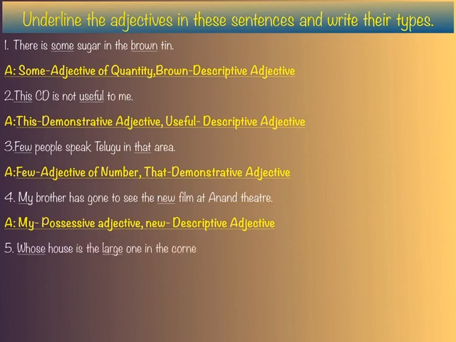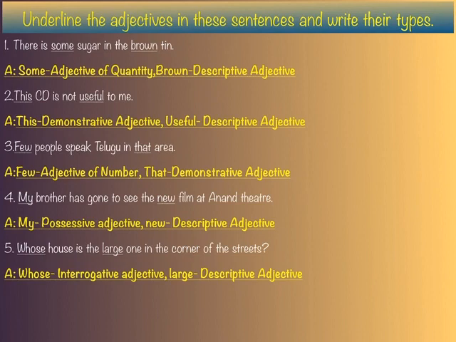Fifth one, whose house is the large one in the corner of the streets? Here, whose is an interrogative adjective which is describing the house and it is also raising a question. And large is again describing the noun house and so it is descriptive adjective.